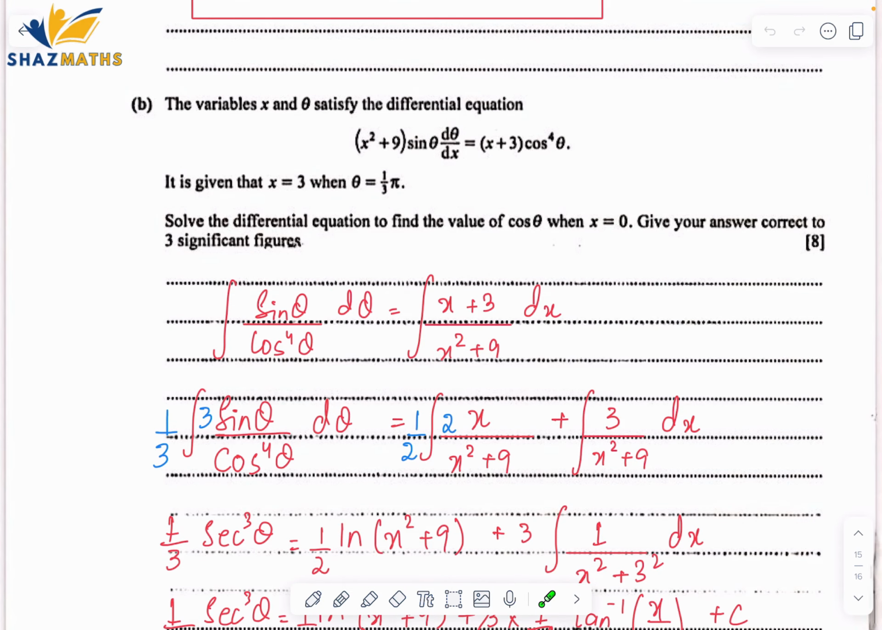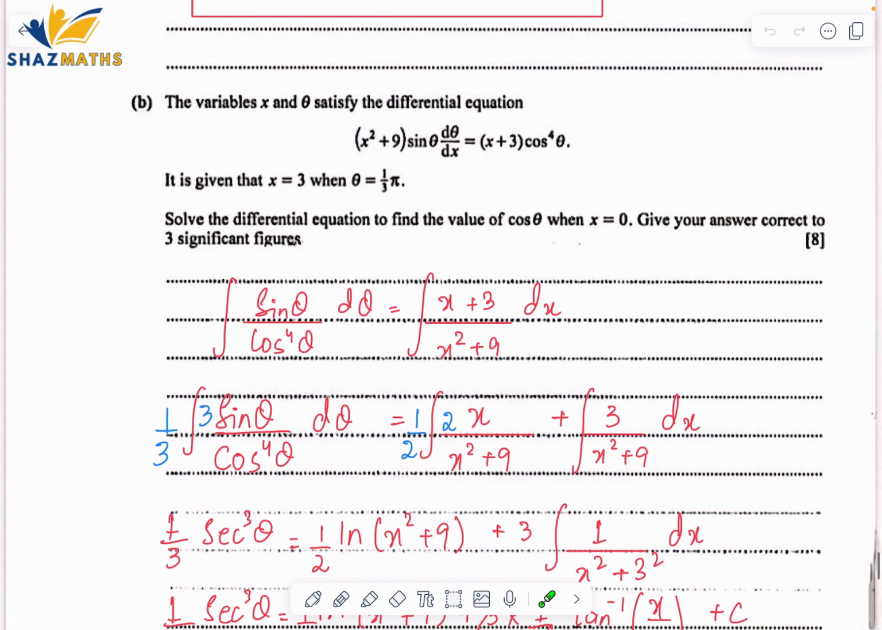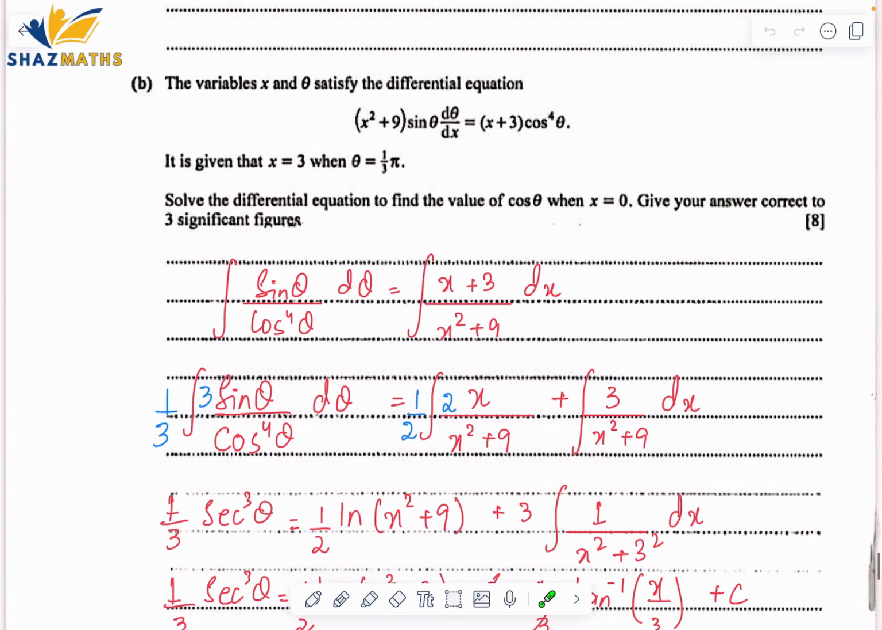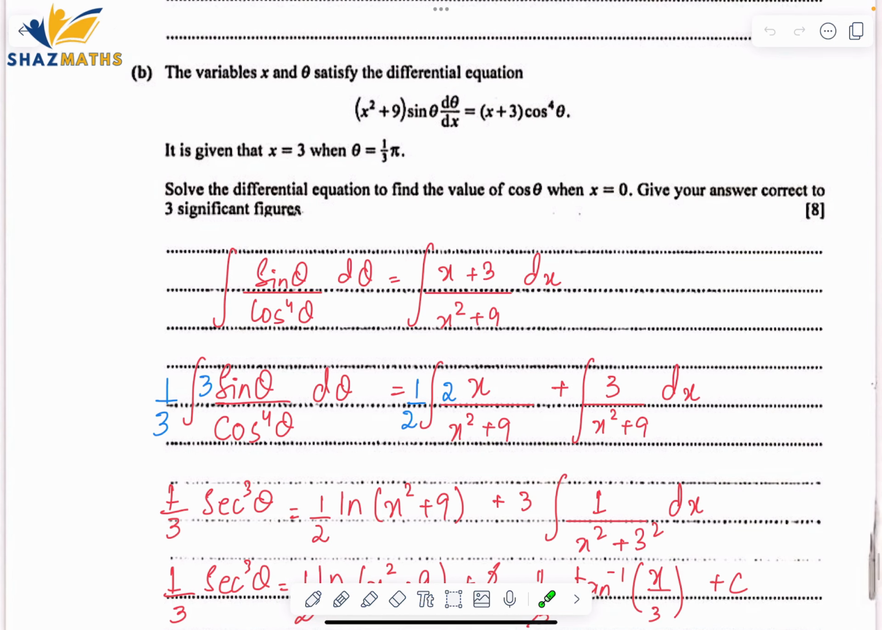For part B, the variables x and theta satisfy the differential equation. It is given that x equals 3 when theta is pi by 3. Solve the differential equation to find the value of cos theta when x equals 0, giving your answer correct to 3 significant figures. So the first step of solving a differential equation is you need to separate the variables. So we'll shift all the terms involving theta, which has d theta, to one side, and all the terms involving x, which has dx, to the other side.